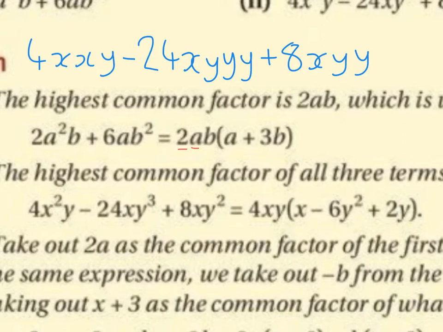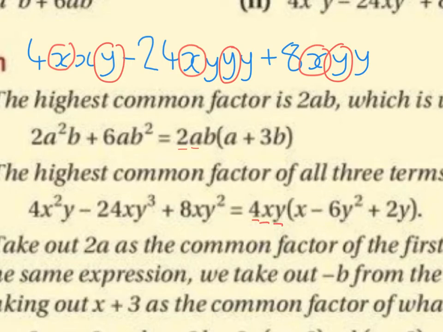So the first thing I have to do is have a look at my numbers. 4, minus 24, and 8. And I see what number will divide into each of those numbers. And it's going to be 4. So that's where that 4 comes from there. Then I have a look and I see, well, what letters are common? Well, I have an X here, an X here, and an X here. So that's where that X comes from there. So I've pulled out that X and brought it in front of the bracket. So now I've got 4X. And then I have a look and I see what other letters are common. Well, I've got a Y, and a Y. So that's where that Y comes from there.